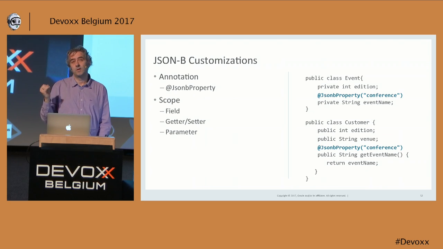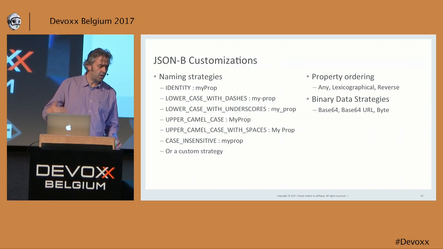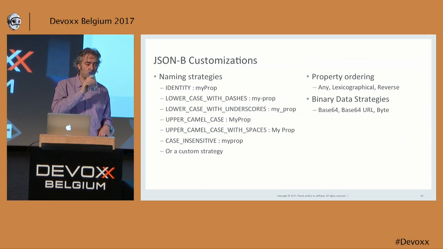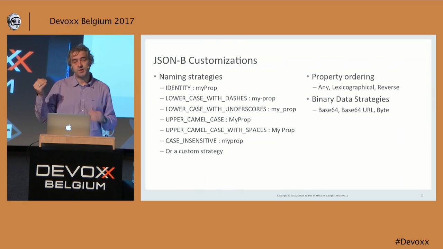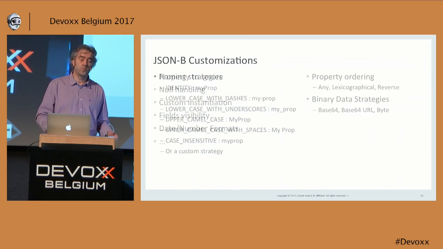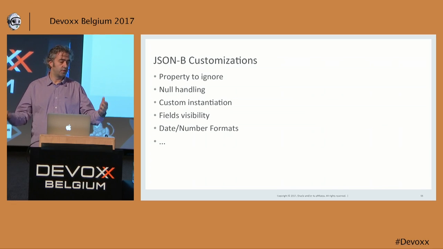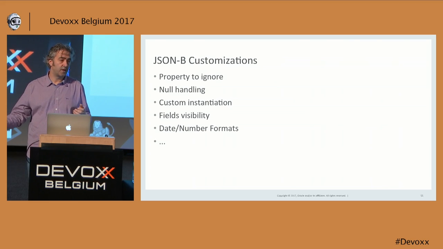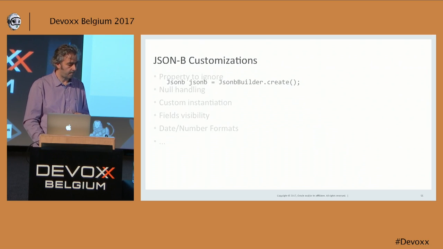You can apply those annotations at different levels. And there are a bunch of ways to configure the behavior of the JSON-B API. You can set the naming strategy, in which order the properties should be set, what should be done with binary data. Maybe there's some property that you want to ignore in the conversion. What should we do with nulls? By default, they will be ignored, but sometimes you might want to carry them, and so on.